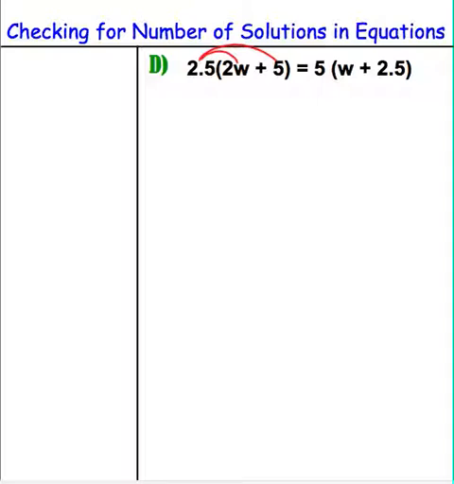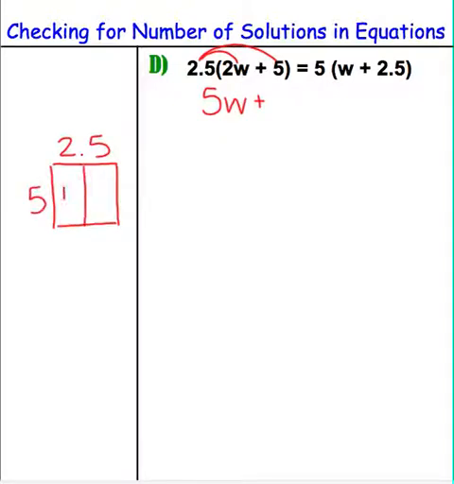So 2.5 times 2, if I double $2.50, I get $5. So I have 5w, and then I've got 5 times 2.5, so I'm going to take my 2.5 times 5. 5 times 2 is 10. 5 times 0.5 is 2.5, because if 2.5 doubled is 5, then half of 5 is 2.5. 10 plus 2.5 is 12.5. And then on the other side, 5 times w is 5w, and 5 times 2.5 we just did is 12.5.